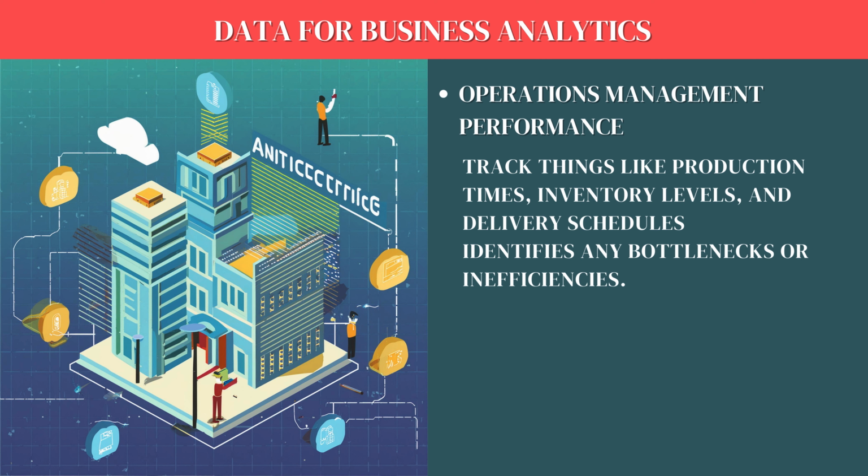Operations management performance is all about using data to make sure the business is running like a well-oiled machine. We can track things like production times, inventory levels, and delivery schedules to identify any bottlenecks or inefficiencies.